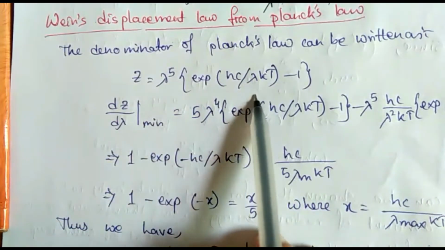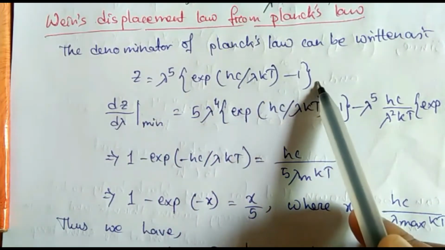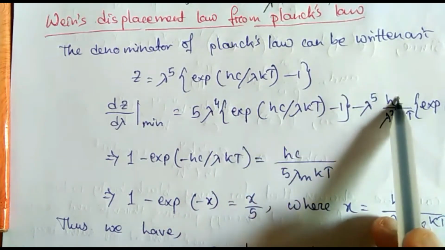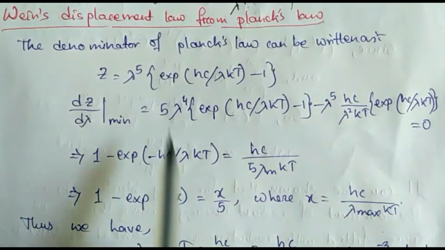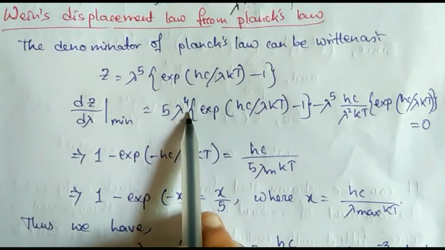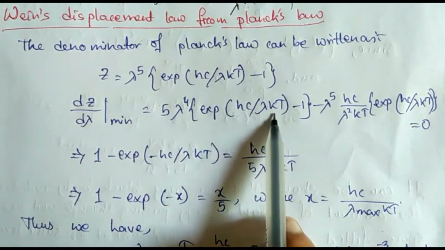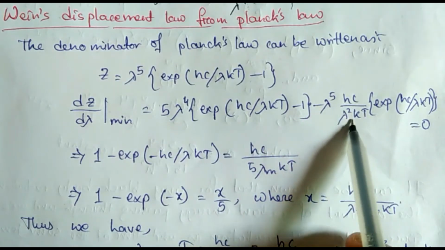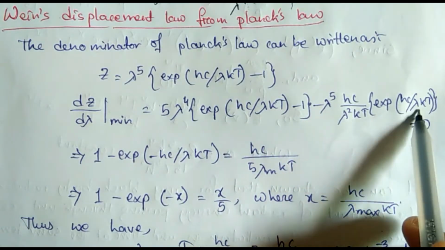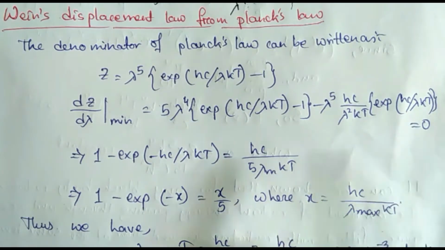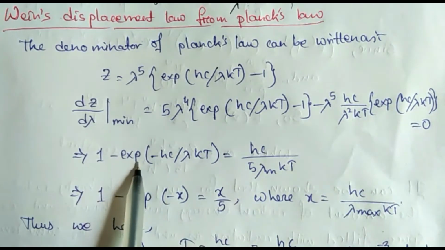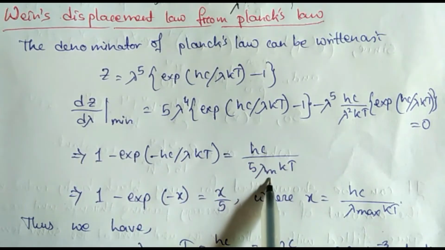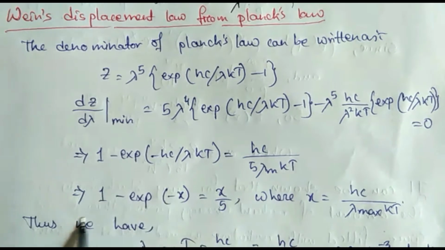Let us suppose that we are differentiating in the form of uv, that is, we have applied here the uv formula. So we get 5 lambda to the power 4 into (exp(hc by lambda kT) minus 1) minus lambda to the power 5 into hc by lambda square kT into exp(hc by lambda kT), which is equal to 0. Then we get 1 minus exp(minus hc by lambda kT) equals hc by 5 lambda max kT.